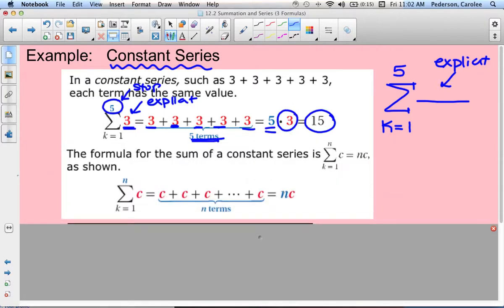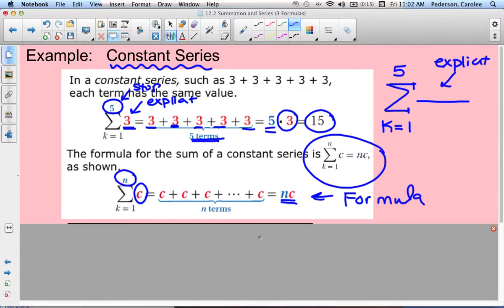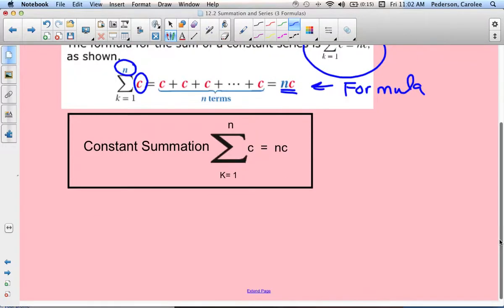Now below, this explains the formula. So if you have a constant series sigma, what you can do is take the top number where you stop and the constant and multiply them together. Or list out the constant all the way through how many terms you have and then add them up. The formula will be much faster for you. So here's the formula in the box. N times C.